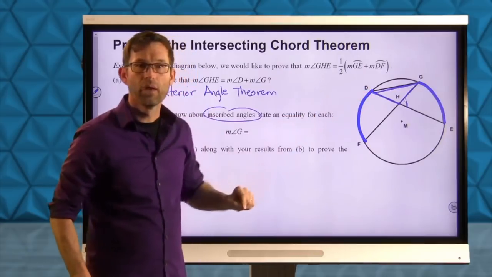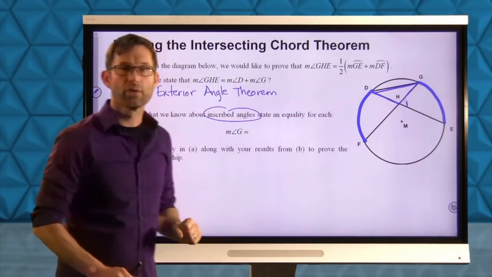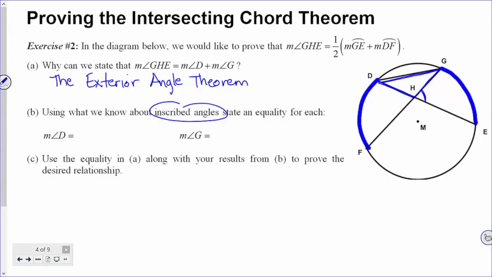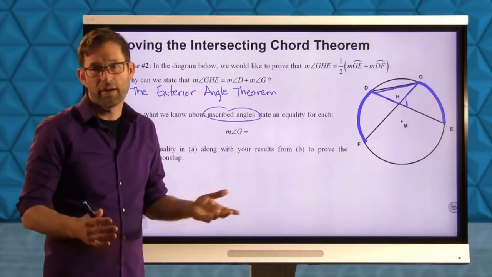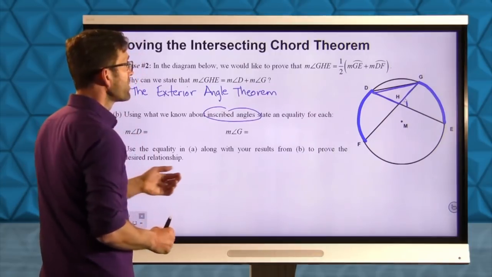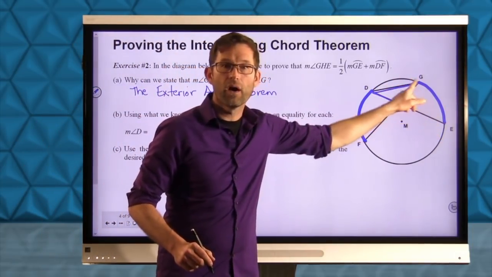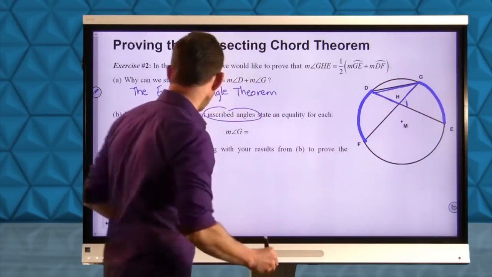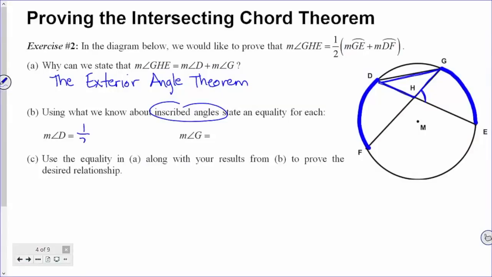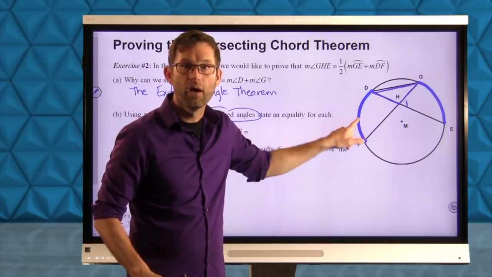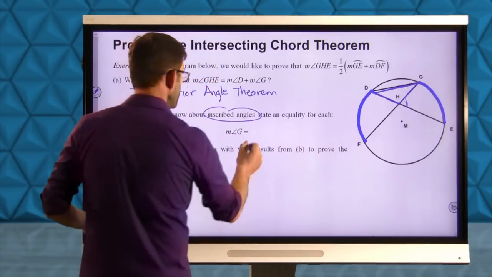Using what we know about inscribed angles, though, what can you say about the measure of angle D? And what can you say about the measure of angle G? Write something down there if you can. All right, well, here we go. The measure of angle D, that inscribed angle, must be 1/2 of arc GE. So that must be 1/2 the measure of arc GE. And what can we say about the measure of angle G? Well, it's got to be 1/2 of arc DF.